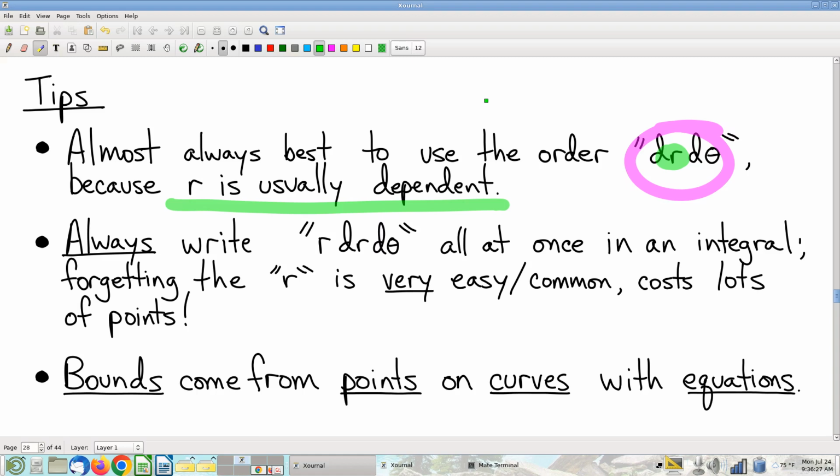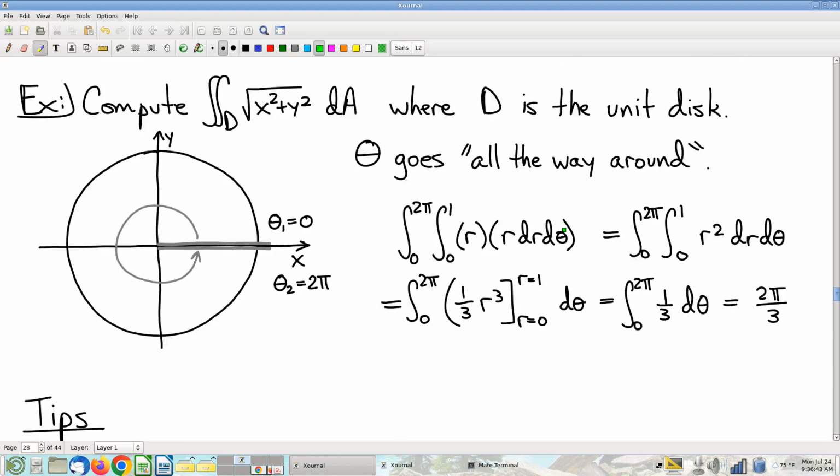I don't want to say it'll never go wrong, but I think it's a pretty safe bet that in Math 212 it'll never go wrong. And I think it would be a pretty surprising case if it went wrong for you anywhere. Okay, next tip.